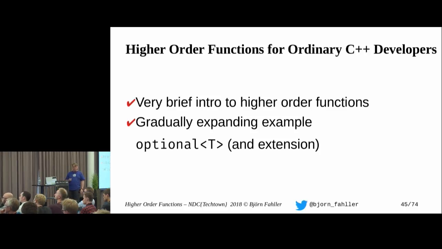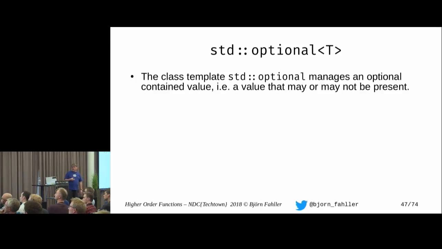You're familiar with optional T in C++17? Oh, not many hands. All right. I'll explain it. Don't worry. std::optional T is a class template that manages a value that may or may not be there.